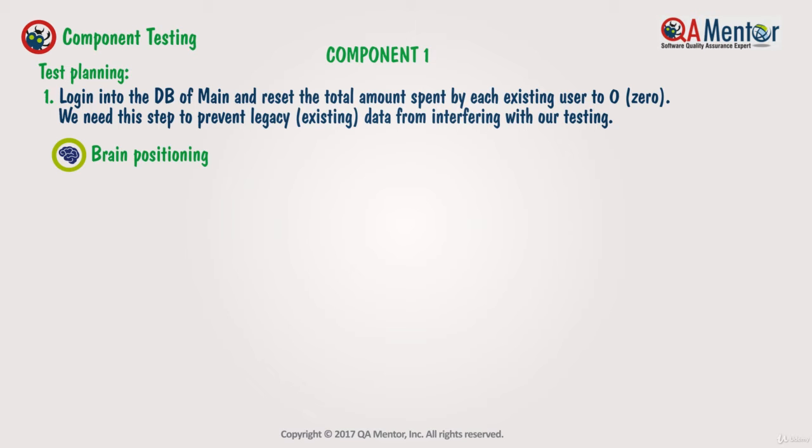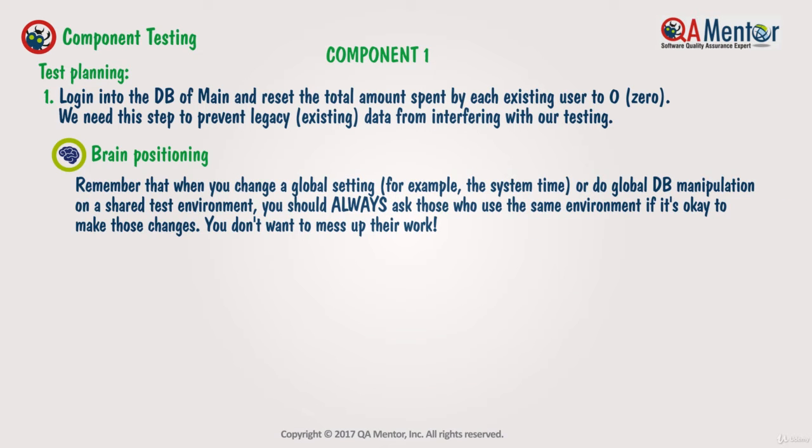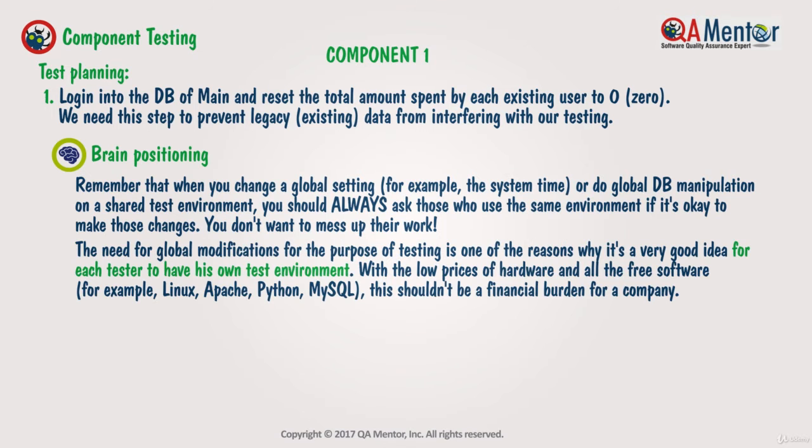Brain positioning. Remember that when you change a global setting, for example, the system time, or do global DB manipulation on a shared test environment, you should always ask those who use the same environment if it's okay to make those changes. You don't want to mess up their work. The need for global modifications for the purpose of testing is one of the reasons why it's a very good idea for each tester to have his own test environment. With the low prices of hardware and all the free software, for example, Linux, Apache, Python, MySQL, this shouldn't be a financial burden for a company.